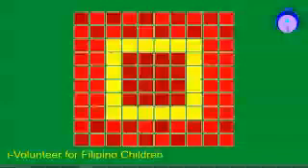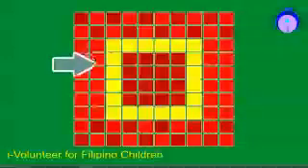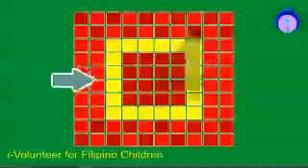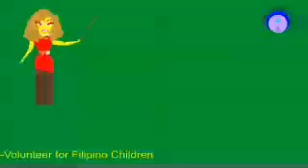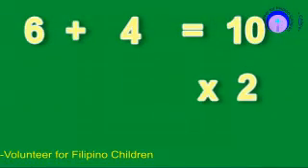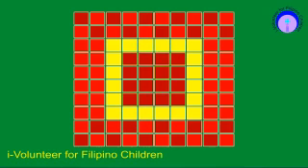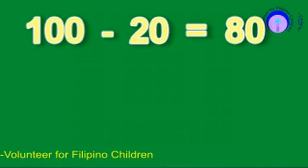Let's have another example. Can you count the number of yellow blocks on top? How about at the bottom? Find the number of yellow blocks on the side. There are 4 blocks and another 4 on the right side. Now let's add the 4 sides. 6 plus 4 is equal to 10, multiplied by 2 is equal to 20. There are 20 yellow blocks. 100 minus 20 is equal to 80 red blocks.